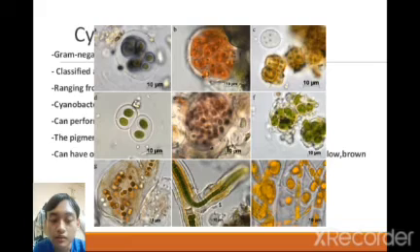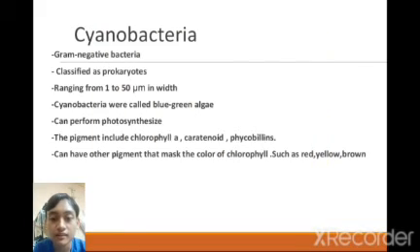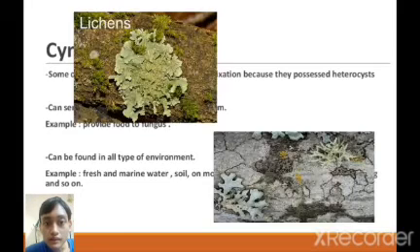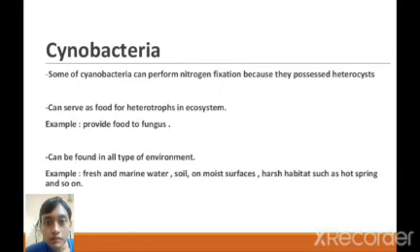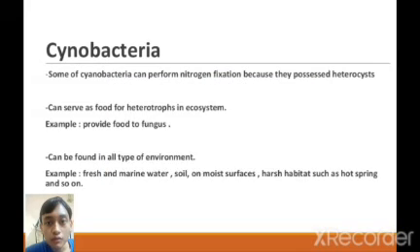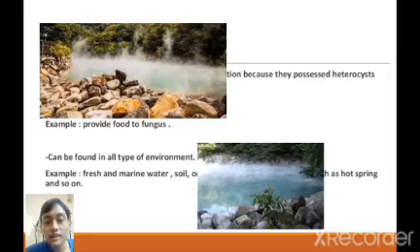rather than blue-green colors. Some cyanobacteria can perform nitrogen fixation because they possess heterocysts, which are thick-walled cells without nuclei. They can serve as food for heterotrophs in ecosystems, such as providing nutrients to fungi by forming lichen. Cyanobacteria can be found in all types of environments, such as fresh and marine water, soil and on moist surfaces, harsh habitats such as hot springs and so on.